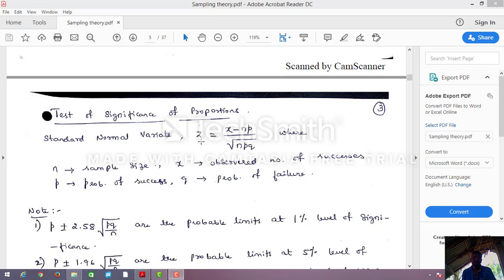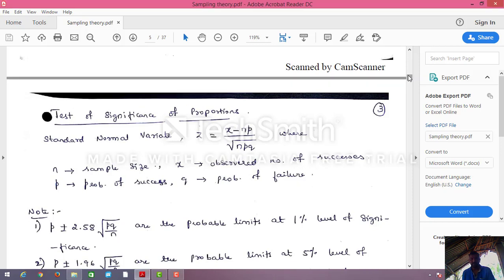Standard normal variate Z equal to x minus np divided by root of npq. What is this n? N is nothing but the sample size. What is x? X is the observed number of success. What is p? Probability of success. What is q? Probability of failure. We have already seen p and q in the binomial distribution.